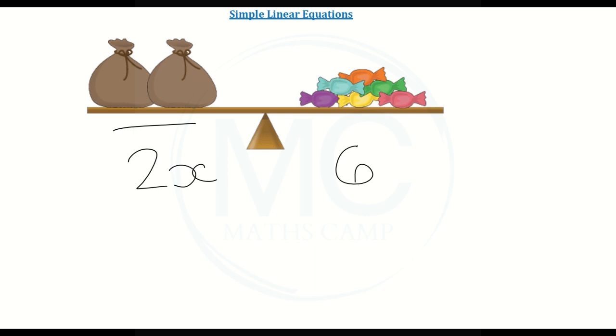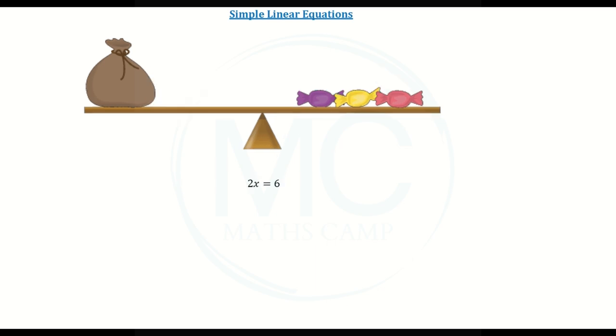The scale is in balance, so we can say 2x is equal to 6. But we don't want 2 bags. We only want 1. So to get to 1 bag, let's divide both sides by 2. So we can say 2x over 2 and 6 over 2. 2 divided by 2 is 1, so we get 1x, which is simply x. 6 divided by 2 is 3, and we see that x equals 3. We have proven this above in the scale, where we have a bag on one side and 3 sweets on the other.